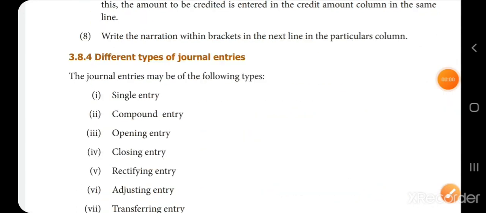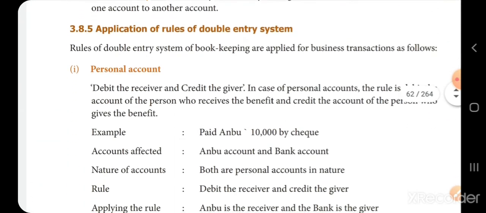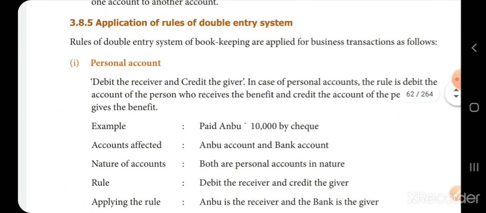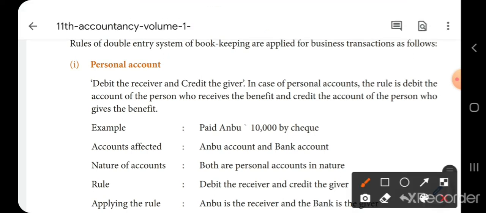Now, different types of journal entries. This particular topic I will take in the last, after understanding the journal entries. Next, we'll see the application of rules of the double entry system. So, what is the rule for personal account? Debit the receiver, credit the giver. You should be very thorough with this. Debit the receiver, credit the giver. See here, now we'll look at one example.